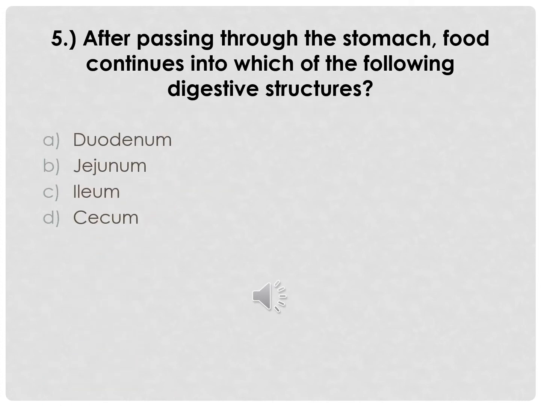After passing through the stomach, food continues into which of the following digestive structures? So food exiting the stomach passes into the first part of the small intestine, which is called the duodenum, and that's letter A. The jejunum, letter B, that's actually the second part of the small intestine, and letter C, the ileum, that's the third part of the small intestine. D, the cecum, that's the first part of the large intestine.